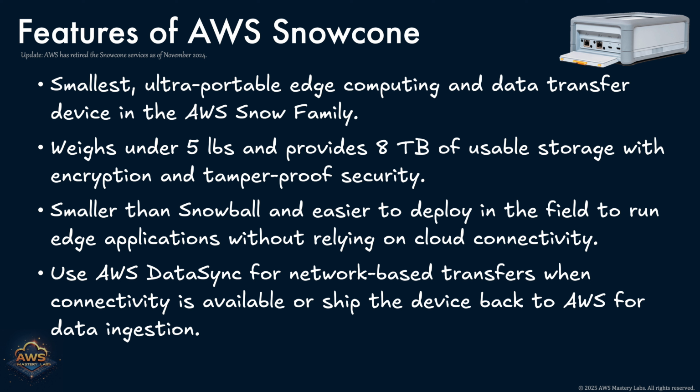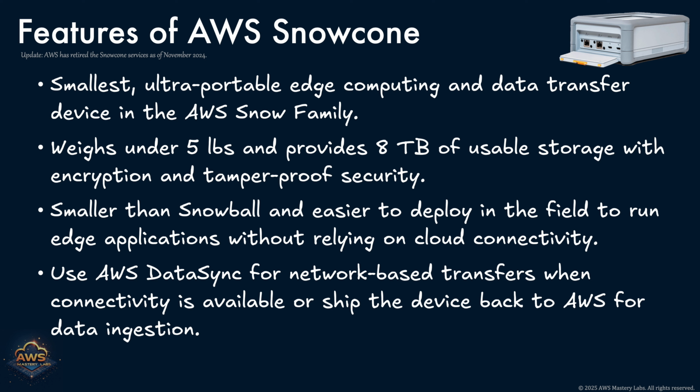Each device offers 8 terabytes of usable storage and supports AWS IoT Greengrass, enabling you to run applications and process data locally without relying on constant connectivity to the cloud. This makes Snowcone ideal for use cases in rugged, remote, or mobile locations, such as oil rigs, military outposts, field research stations, and disaster response zones, where real-time decision-making and data processing are crucial.